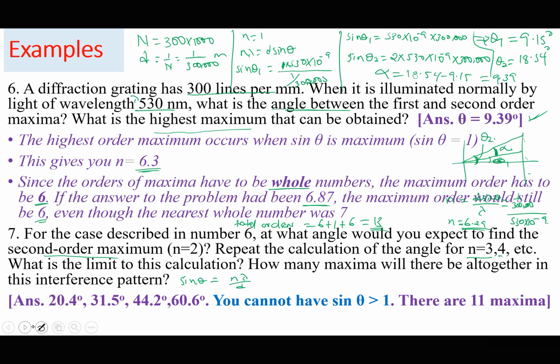So you just substitute and then find theta for each of those. I expect you to get angles such as 20.4, 31, 44 point something, and so on. You cannot have sine theta greater than 1. Therefore, you would have a total of 13, not 11. This is a typing error. We have seen that the total will be 6 on one side plus 1 at the center plus 6 on the other side, giving us a total of 13 maxima altogether.